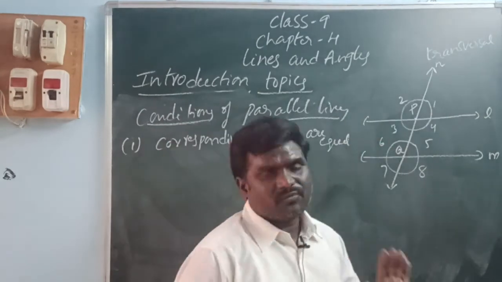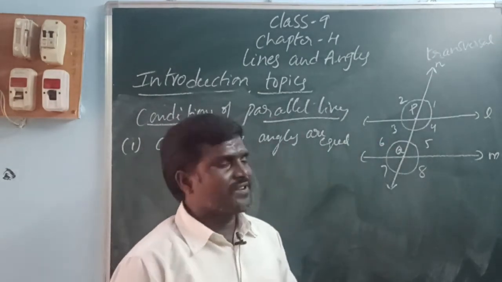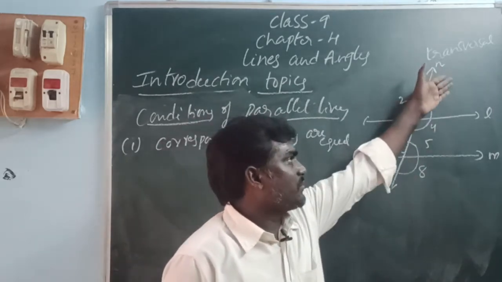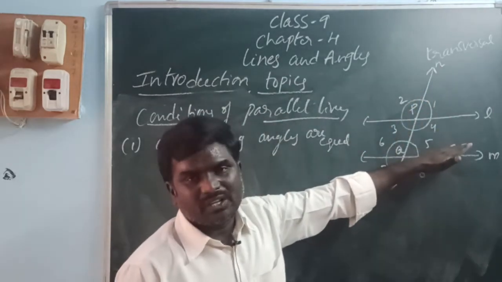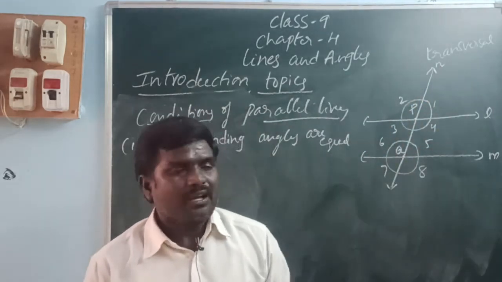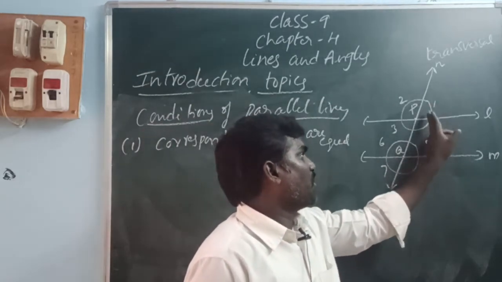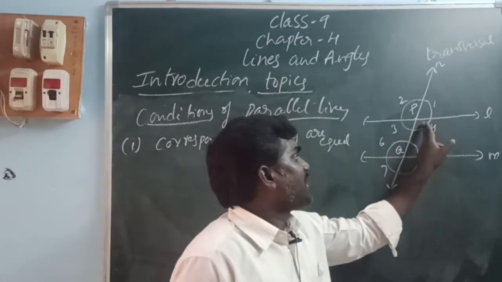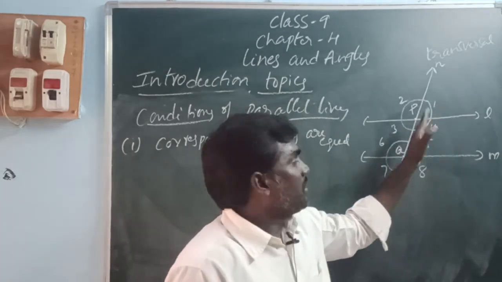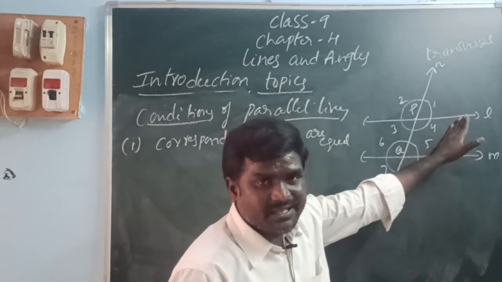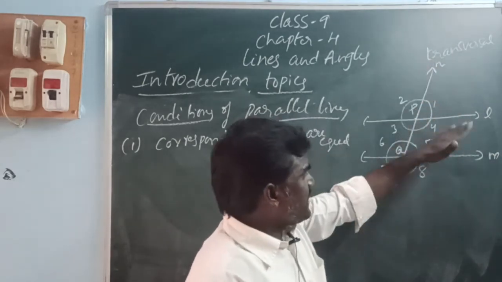The angles formed on the same side of a transversal line. They are not adjacent. One is exterior, another one is interior. Okay, those angles are called corresponding angles. So here angle 1 and angle 4 are both adjacent, so these two are not corresponding angles. The angles are on the same side of a transversal line, they are not adjacent, one is exterior, another one is interior.